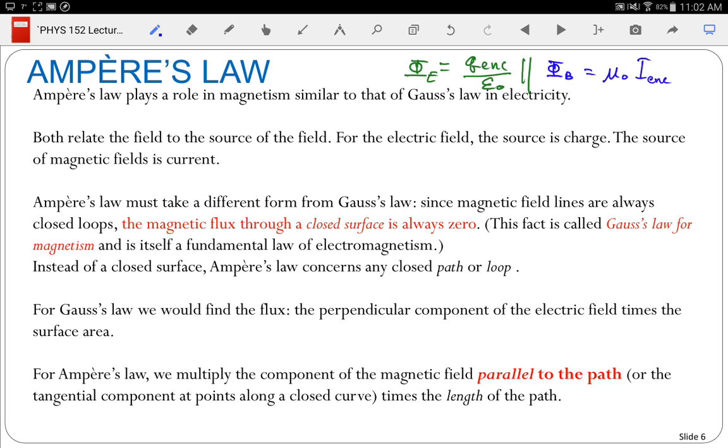Oh wait, not current enclosed. I was thinking about my next equation. This is going to be B enclosed. It's really written a different way, but it gets you the idea. So B enclosed.